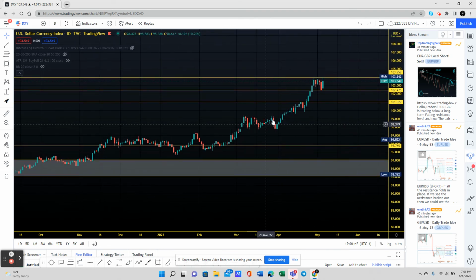Like this right here. This could have been shaped up as a Bart Simpson come to the downside, but it didn't. It failed, but that doesn't mean that it's not over. We still can come back to these levels.